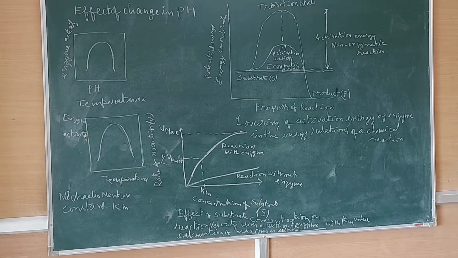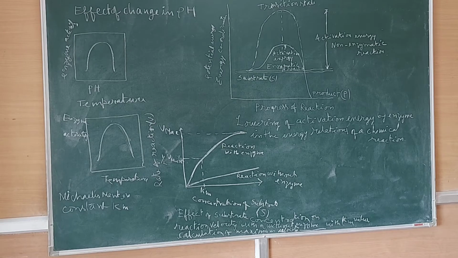And then Km, the Michaelis constant. It is a mathematical derivation or constant which indicates the substrate concentration at which the chemical reaction catalyzed by an enzyme attains half its maximum velocity. The constant was put forth by Michaelis and Menten.